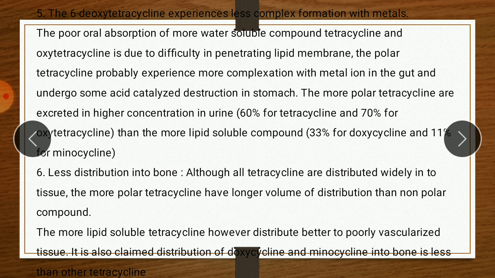This type of compound, that is deoxytetracycline, has less distribution into the bone. Although all tetracyclines are distributed widely into the tissue, the more polar tetracyclines have a larger volume of distribution than the non-polar compounds. The more lipid soluble tetracyclines, however, distribute better to poorly vascular tissue. It is also claimed that distribution of doxycycline and minocycline into the bone is less. So as compared to normal tetracycline, 6-deoxytetracycline shows less chelate formation and less reaction with teeth and bone. So it is the advantage of 6-deoxytetracycline over the normal tetracycline.